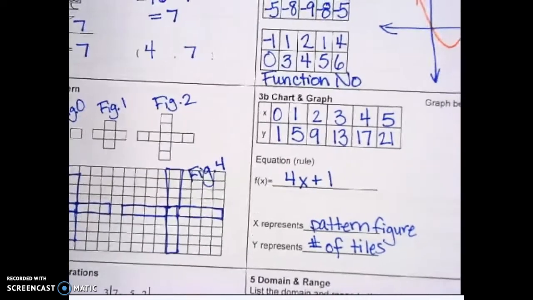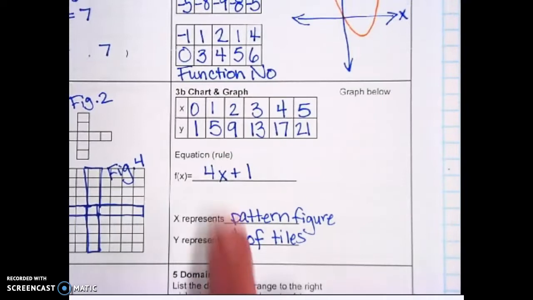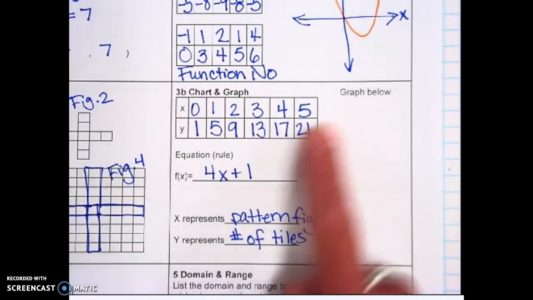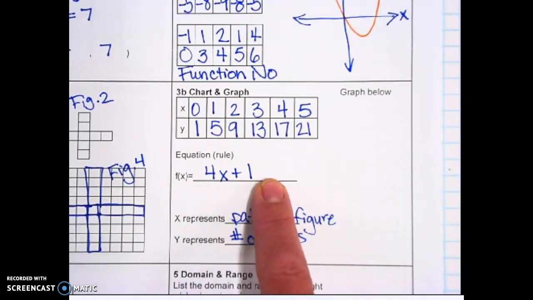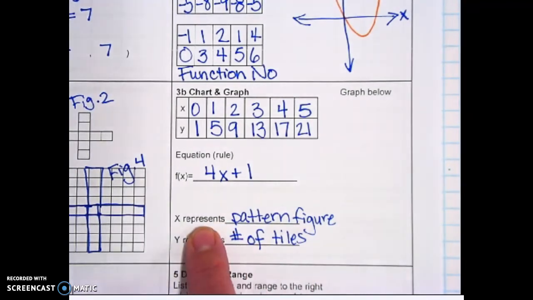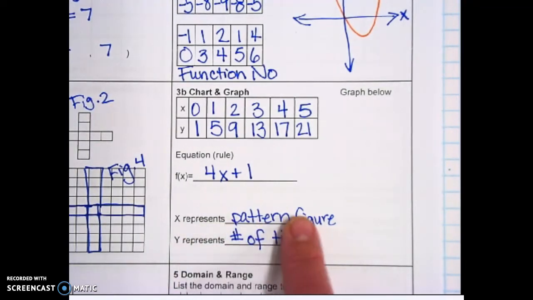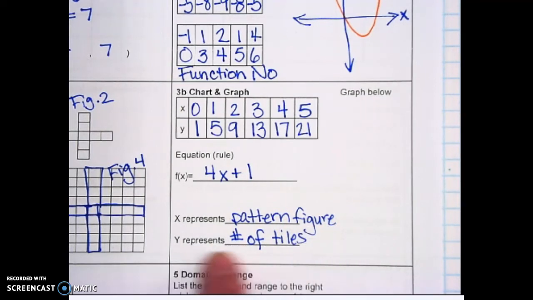And then in the box next to it, in box 3B, you're going to fill in the chart, come up with the equation, and then they just want you to say, what does the X represent? Well, the X represents the pattern figure. What figure number are we on? And what does the Y represent? It represents the number of tiles.